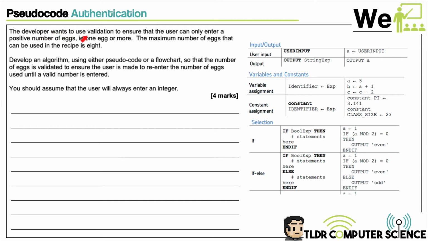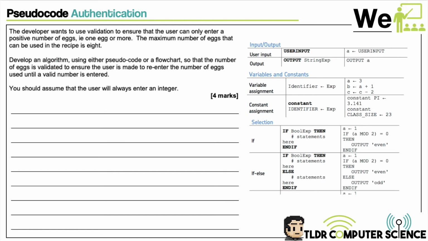The developer wants to use validation, so that's checking whether something's accurate. So it might be, you know, it might ask you to put your age in, and is it between a minimum age and a maximum age? So it's trying to eliminate mistakes. To ensure that the user can only enter a positive number of eggs. So in this case, the number has to be above 0, i.e. 1 egg or more. So you can't put in -3 eggs or 0 eggs in this case. The maximum number of eggs that can be used is 8. So the number needs to be between and inclusive of 1 and 8.